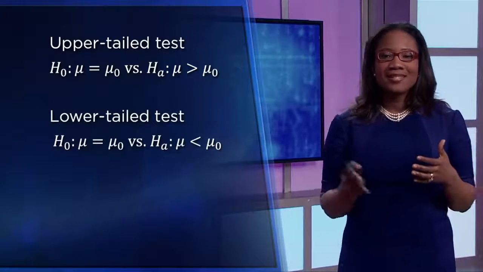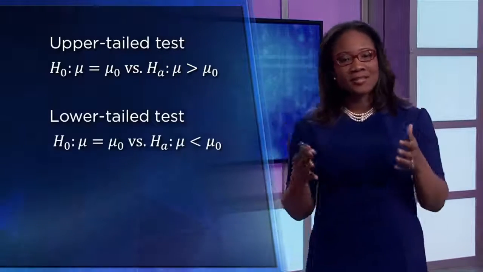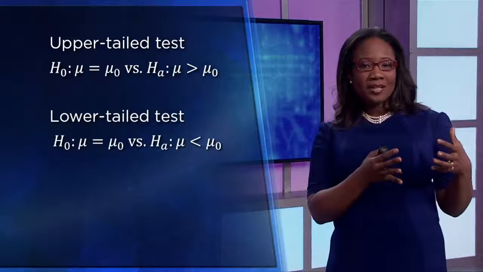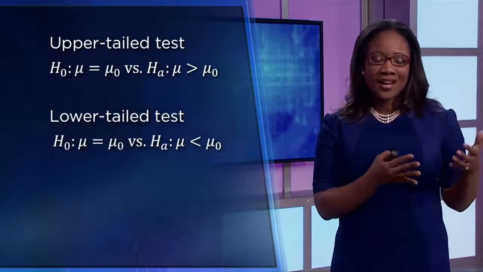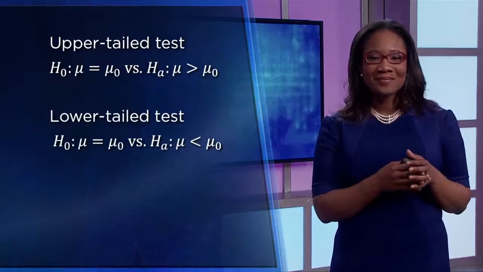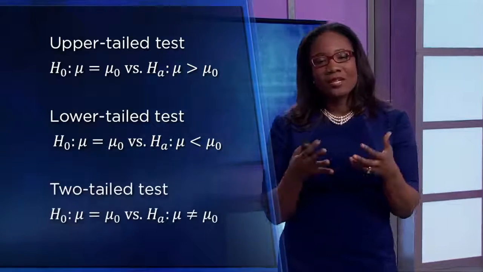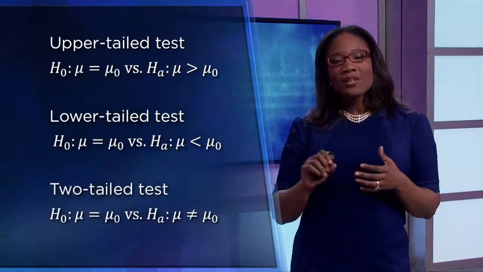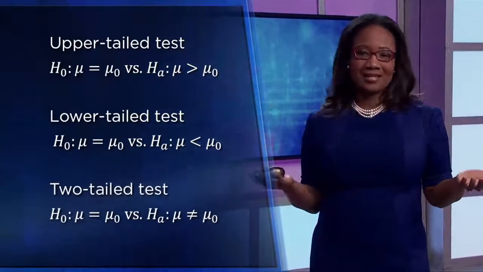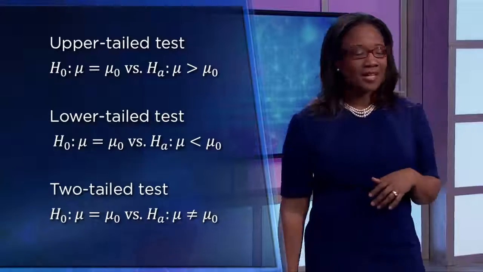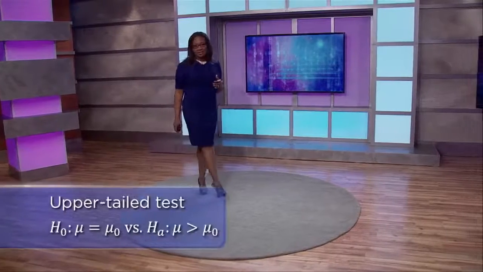A lower tail test is the opposite of that. Now we're assuming that our sample comes from a population that might have a mean that's less than the null. So that's our alternative hypothesis. And then lastly, we can do a 2-tail test. Now we're looking to see if our sample is different from the null, either greater than or less than. Let's start with the upper tail test.